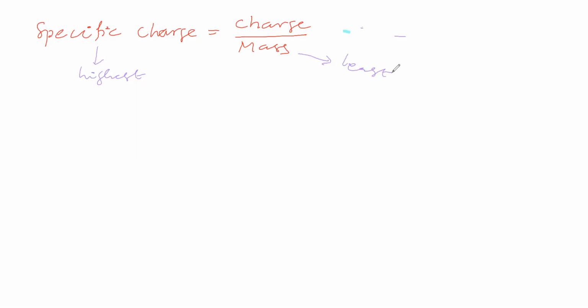Next possibility, we can say mass is least. Regarding charge, what value will be there depends on other factors also. So regarding charge, we will leave this magnitude. We will take mass alone. This mass will be least value. Then specific charge will be highest value. Okay, this is one possibility. It is highest if it is least.